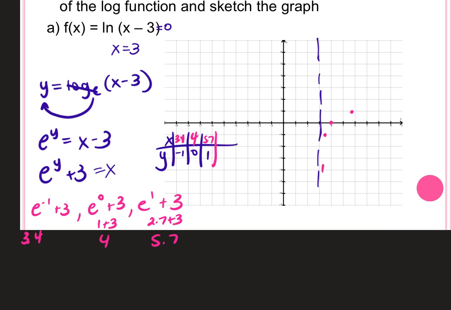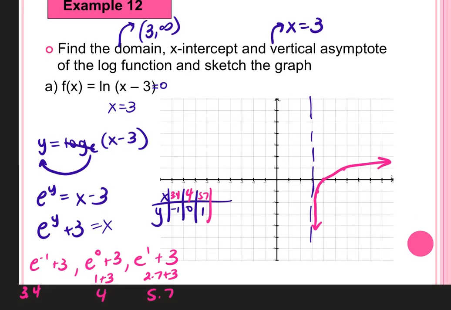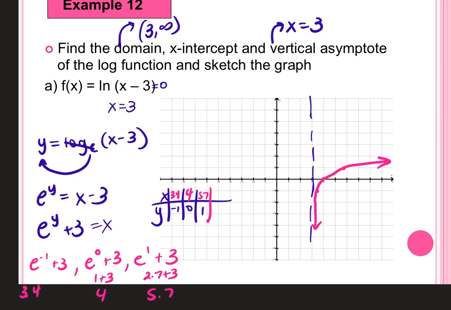And I know to hug the vertical asymptote and point it away. I already did the domain. I did the vertical asymptote. The x-intercept is 4, 0.